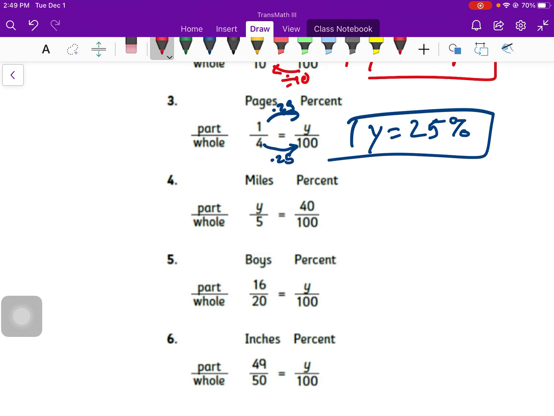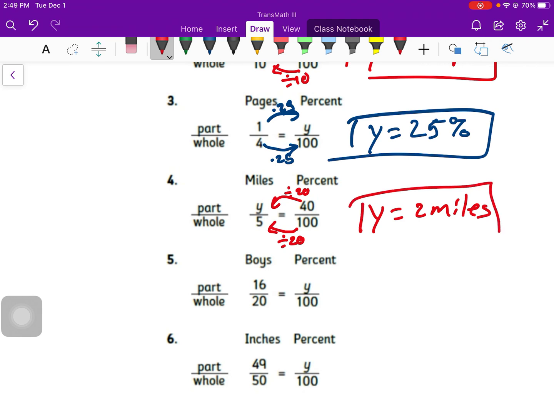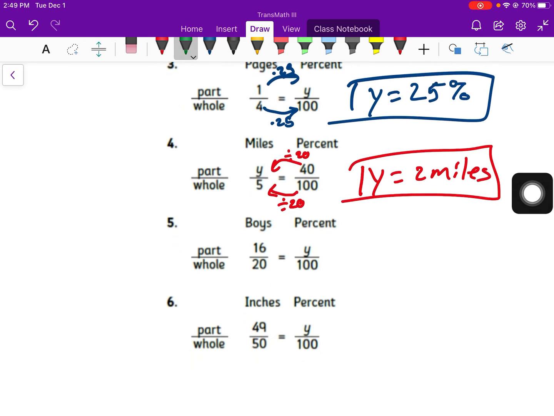Number 4, I'm going to use the horizontal method to divide by 20. If you're like, hey, I didn't know I could divide by 20, that's okay. You'll still get 2 miles if you did it right. What you could do instead is simplify 40 over 100, divide top and bottom both by 10, gives you 4 over 10. That makes it a little bit easier. Divide top and bottom both by 2. It'll give you still 2 miles.